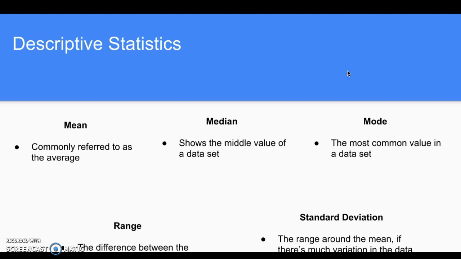Descriptive statistics include mean, median, mode, range, and standard deviation. So the mean is commonly referred to as the average. Median is the middle value of the data. Mode is the most common value in a data set. Range is the difference between the highest and the lowest numbers. And standard deviation is a range around the mean.